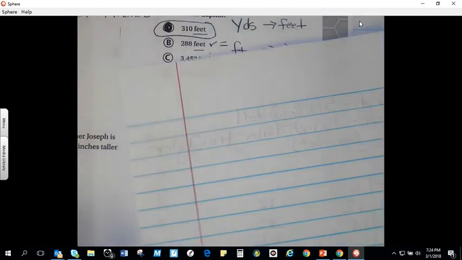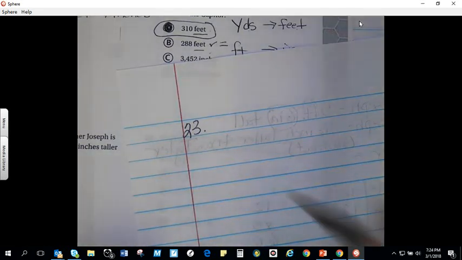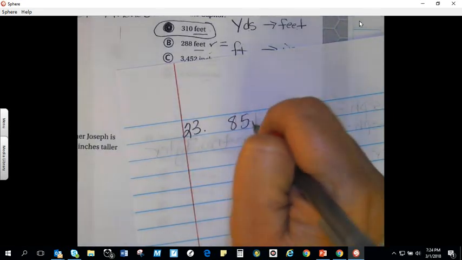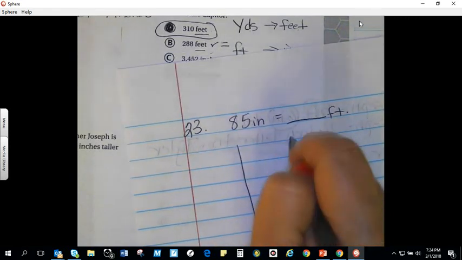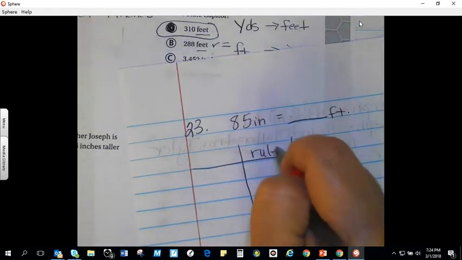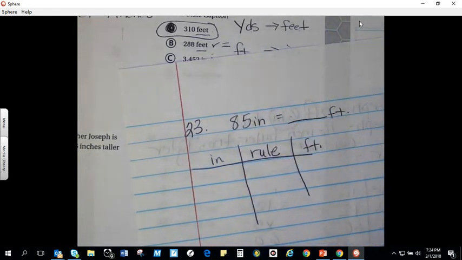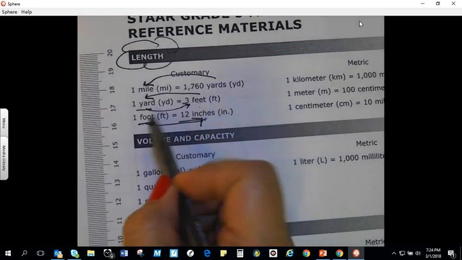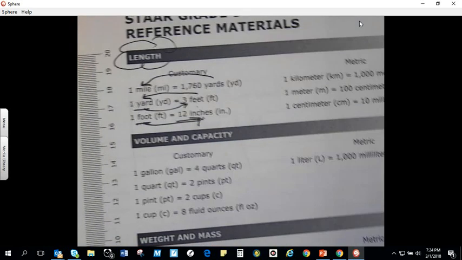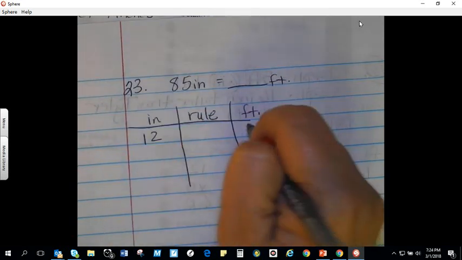So for number 23, I have 85 inches, and how many feet is that? So again, I'm going to make my rule. I'm going from inches to feet. I'm coming back over here, looking at what I have here. For every 12 inches, it's equivalent to 1 foot. So I'm putting that right here. For every 12 inches, it's equivalent to 1 foot.